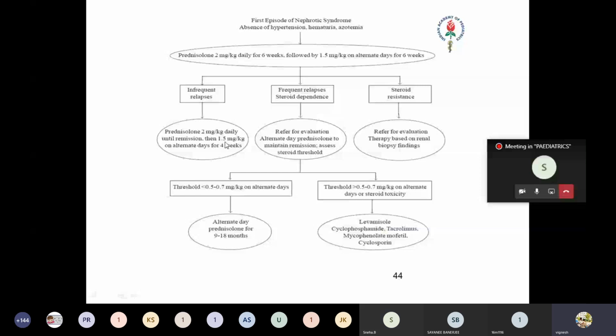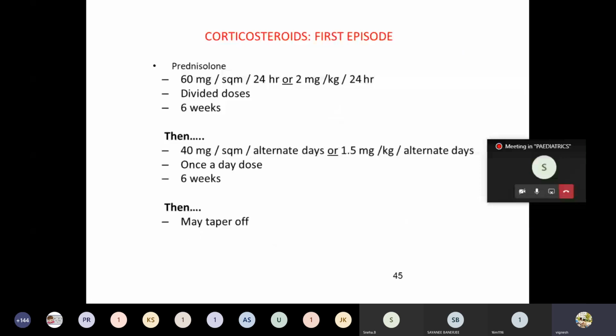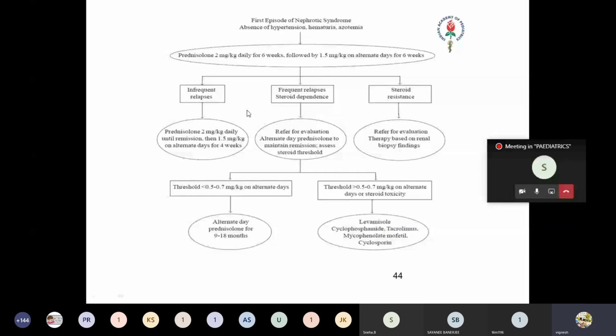Once remission occurs, meaning the urine is persistently free of albumin for 3 days, such cases will go back to 1.5 milligrams per kg body weight on alternate days for 4 more weeks. Sometimes there are frequent relapses. Some children, after being treated for primary nephrotic syndrome, get frequent relapses. We are going to see such cases. They are steroid dependent.